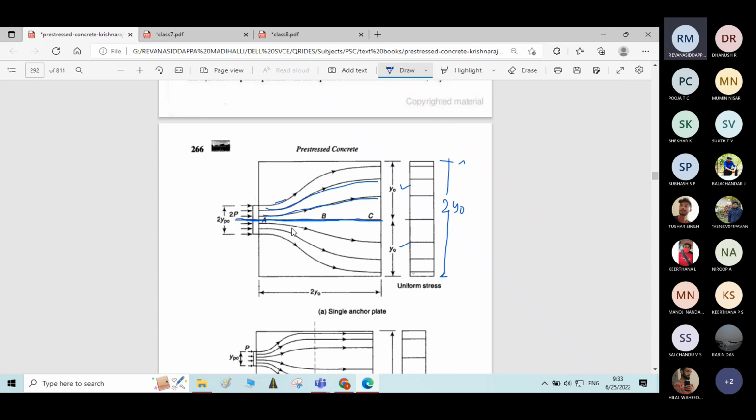Similarly, for yp0 we use the yp0 value above the central axis of the plate and yp0 below the central axis of the plate. We will study the stress distribution individually above and below the central axis of the plate. That is why we denote it by 2y0 and 2yp0 instead of just yp0 and y0. I hope this is clear for everyone.